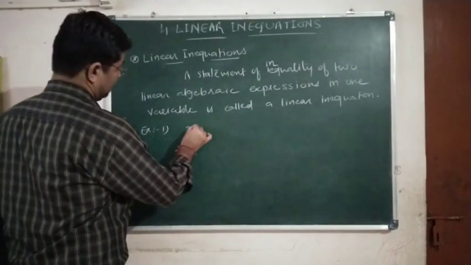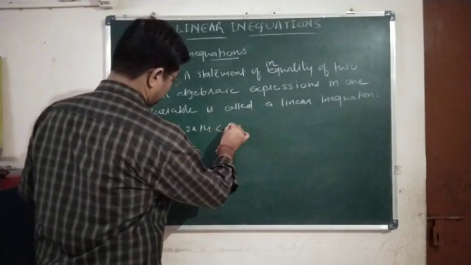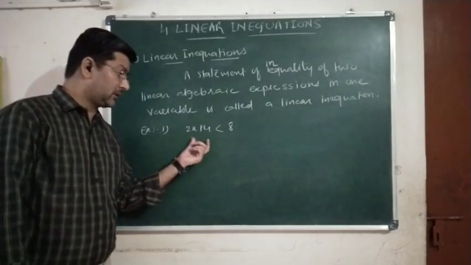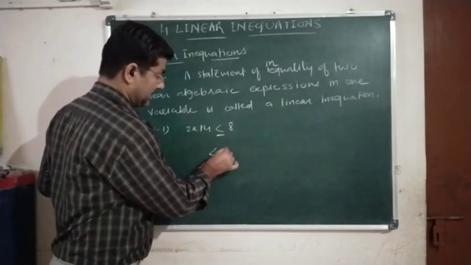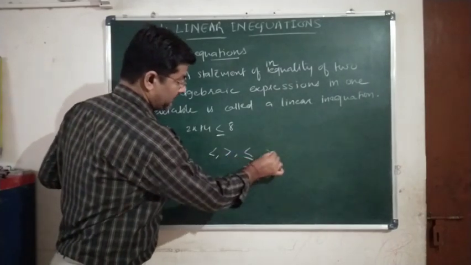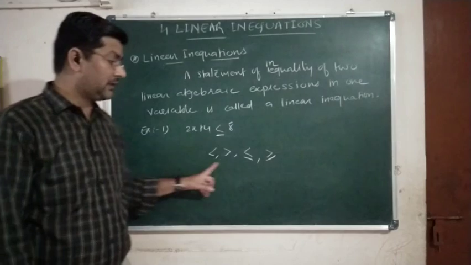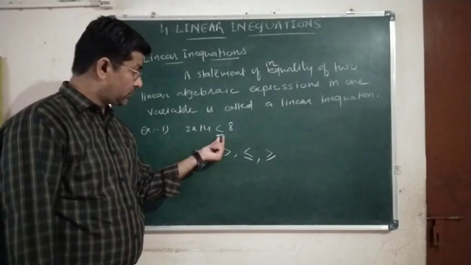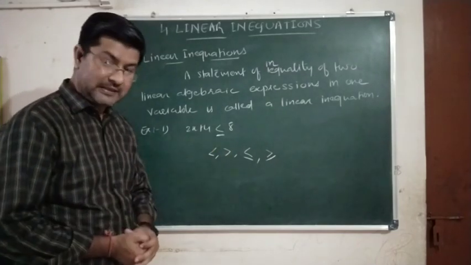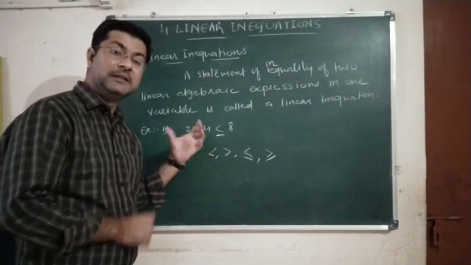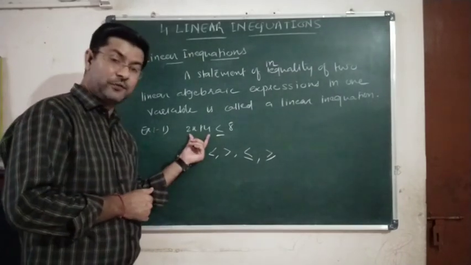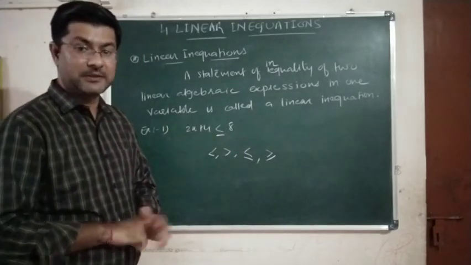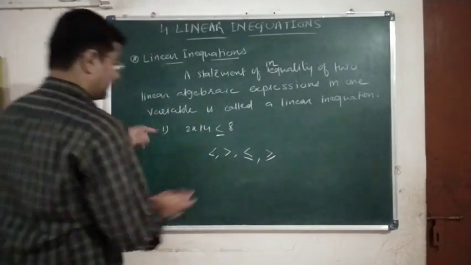First example, 2x plus 4 is less than 8. You will notice that the symbols on both sides, less than, greater than, less than or equal to, greater than or equal to, are called the inequality signs. This is a linear inequation because on the left hand side as well as the right hand side you will find linear expressions. 2x plus 4 is a linear expression on the left side, while 8 is a linear expression on the right hand side. So this is one example.